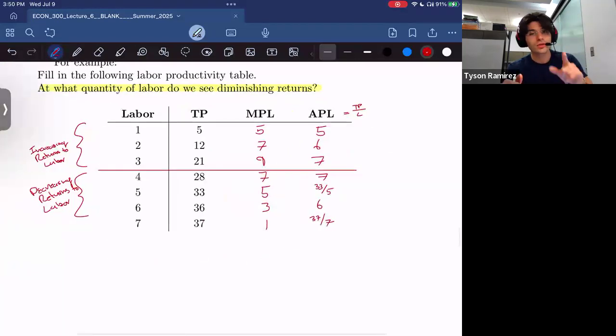All right. And so we notice also that there's an inflection point for average product as well. But I will speak more on that in just a few. All right, in just a few.